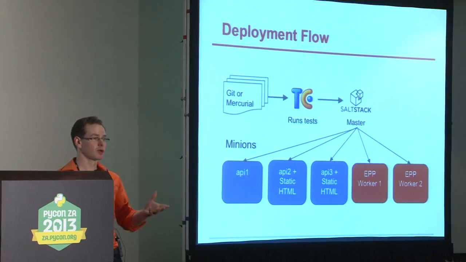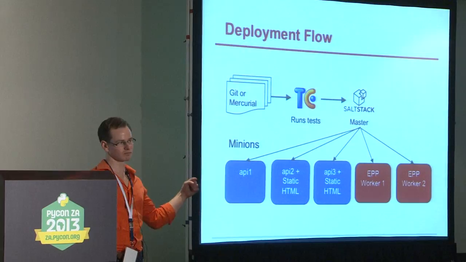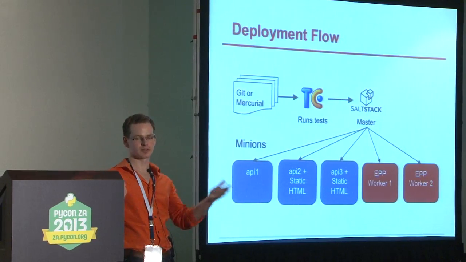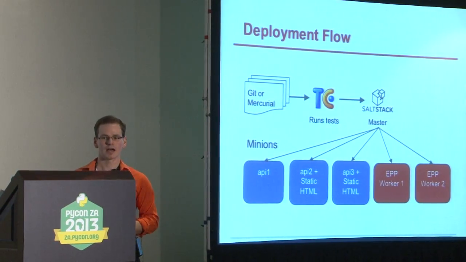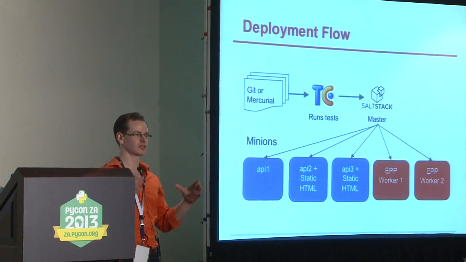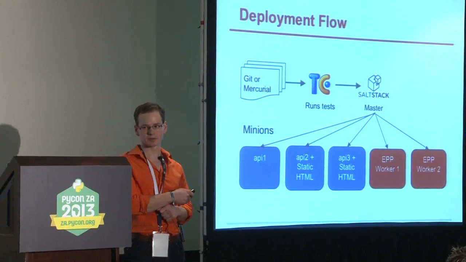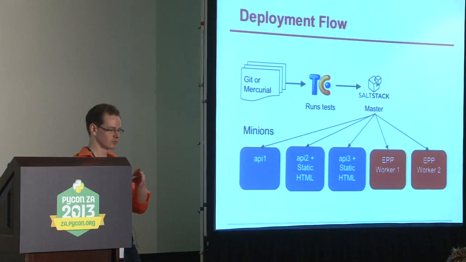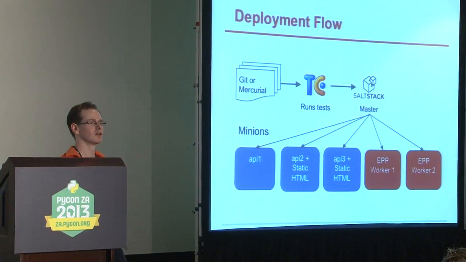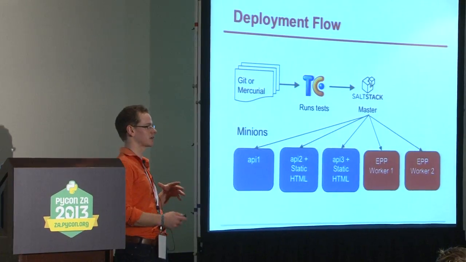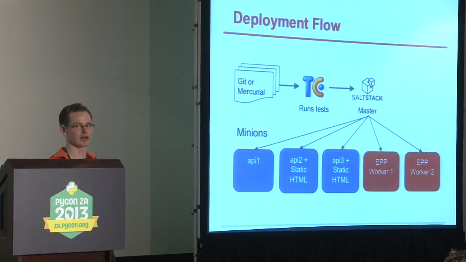Our deployment flow for MyNames has been to use a Git or Mercurial repo, which pushes code into TeamCity, or TeamCity actually polls. Polling is typically a better strategy than push. It runs our tests, packages artifacts that are ready for deployment, and notifies our salt master, which I'll go into in a bit, to distribute the code to our minions. Our minions are all our instances running the code with various roles doing stuff like syncing domains or listening for API requests. And I'll tell you a bit more about salt.